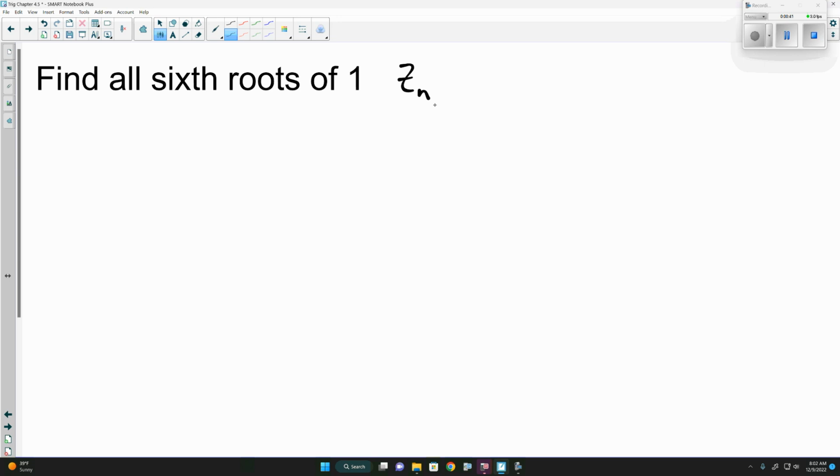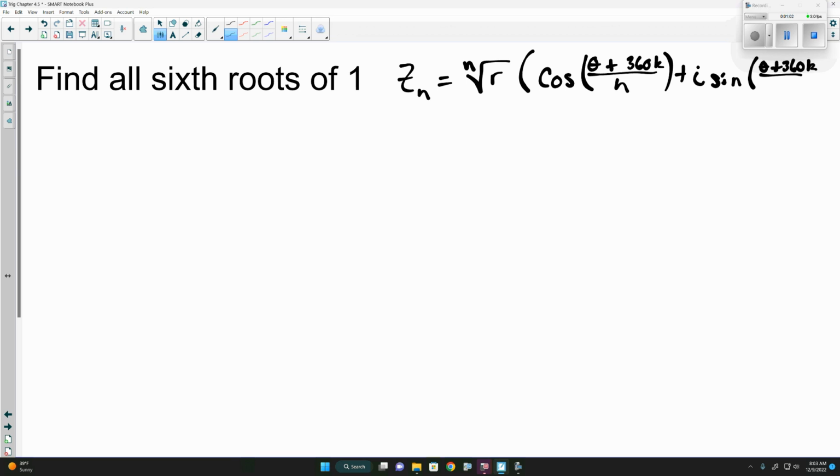So z to the n is equal to the nth root of r, parentheses, cosine of theta plus 360k over n, plus i sine of theta plus 360k over n. Where n is the root, k is going to be our value from 0, 1, 2, all the way up to n minus 1. And we have r and theta.